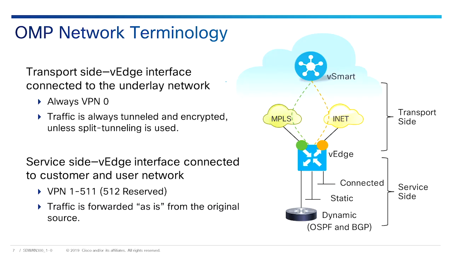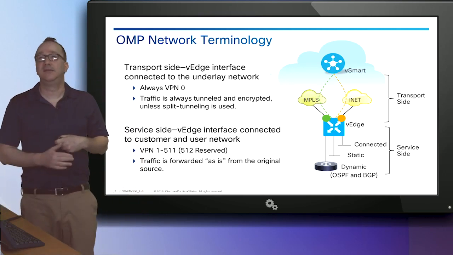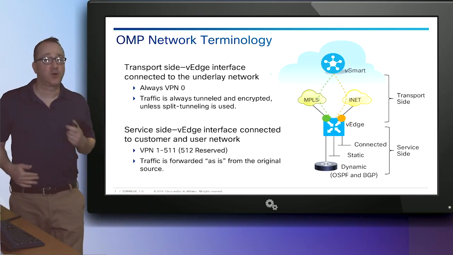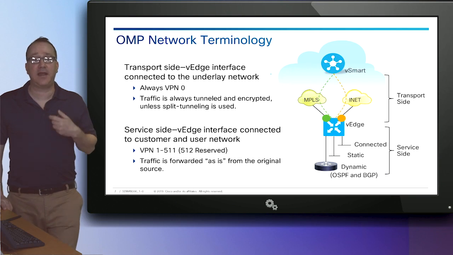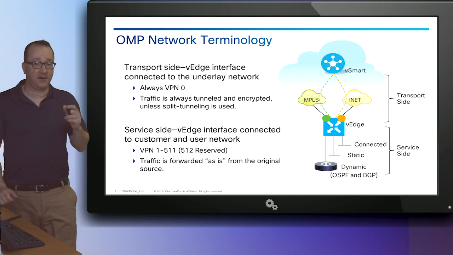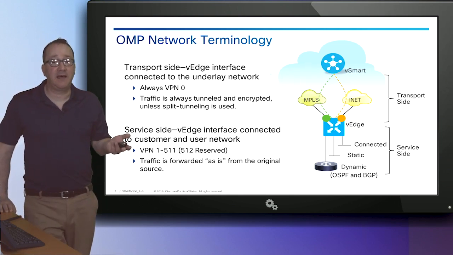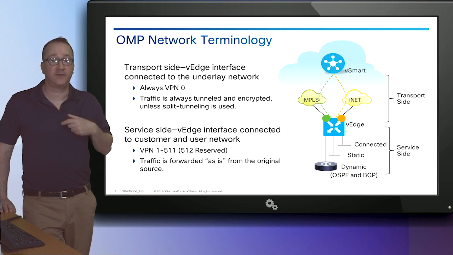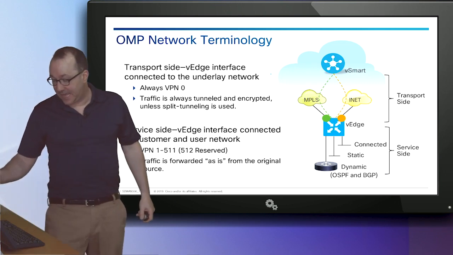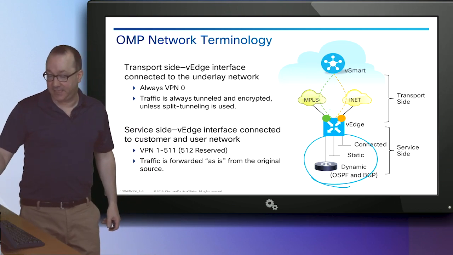Okay? So here's some terminology I want to let you know. We're going to be talking about these statements and using them back and forth, and I want to make sure that as we're using them going forward, you're aware of them. Please note this down, because when I say VPN 0, I mean transport side. When I say VPN 512, I mean the management VPN, and VPN 1 through 511 are going to be for the service side. And what I mean by that is that's the inside of the site network. Those are the routes we're advertising into the overlay.